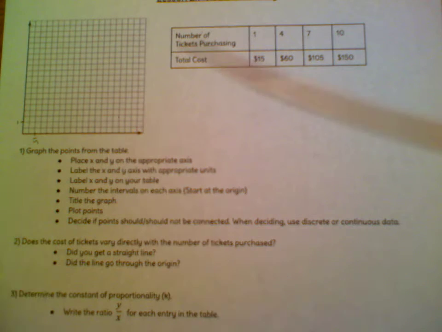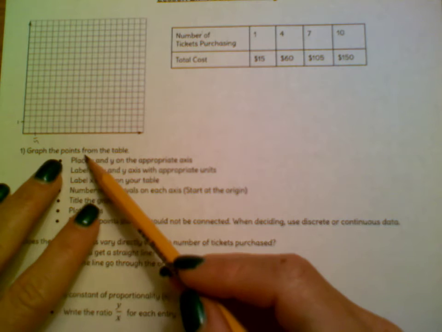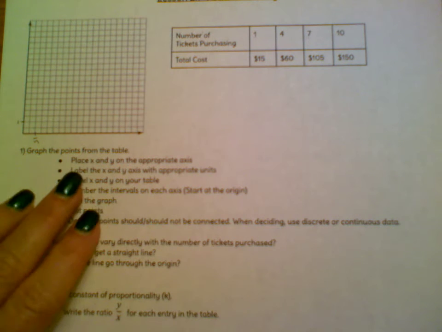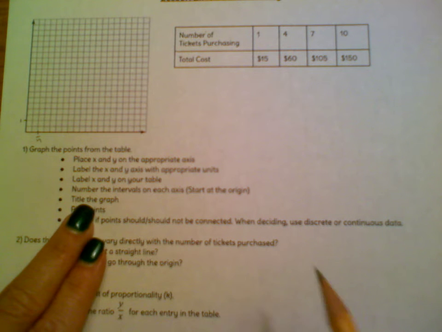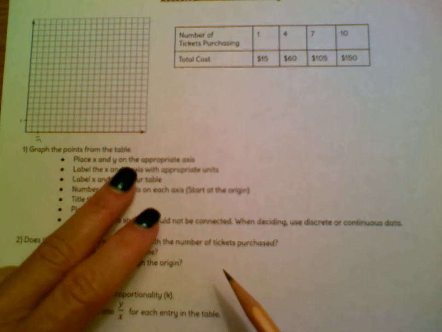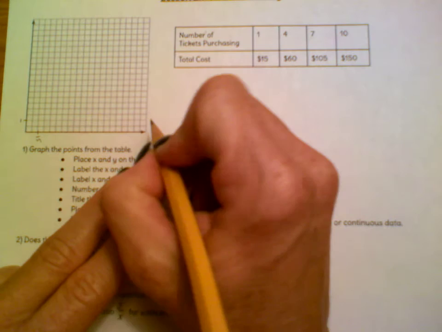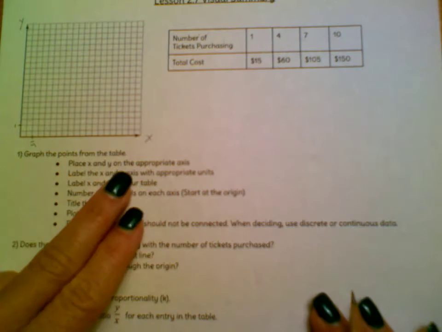This is the lesson 2.7 visual summary that really wraps up everything that we've learned in all of chapter 2. So we have a table, we have a graph. It's asking us to graph, and it gives us bullets here. This is exactly what we're looking for that you include when you graph. It says place an X and a Y on the appropriate axis. This is the X, this is the Y.